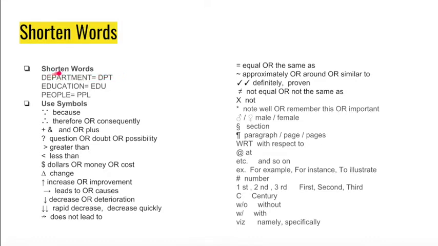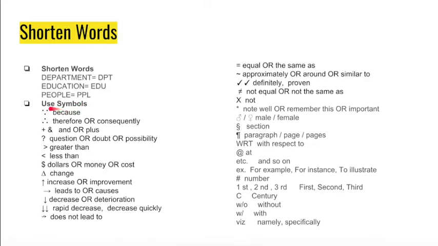When you are shortening words, there are two ways. First is to shorten the vocabulary. For instance, there is "department." You can just use characters like DPT to represent department. As long as you can remember those shortened words, that's good. So when you mention people, you can just use "ppl" like this.